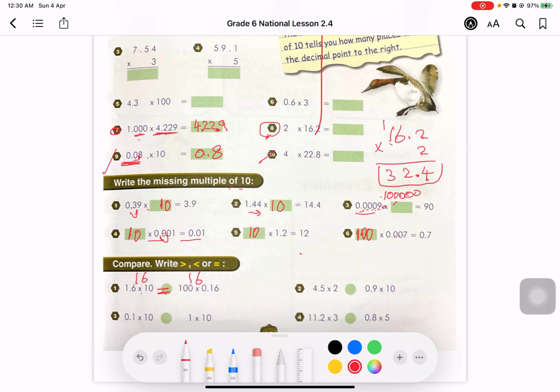Now here, 4.2 times 2. Okay, how will we solve this? 2 times 5, how much? 10. 2 times 4, 8, 1, 9. Then we place the decimal after how many places? 1, 2. So what is your answer? 0.95. So you are multiplying 2 by 5, 10, 2 by 4, 8, 1, 9.